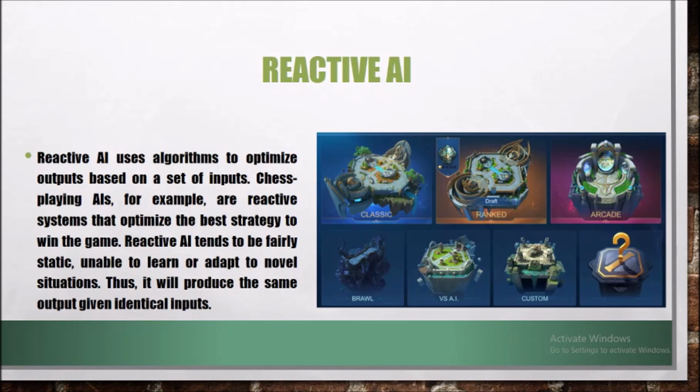Okay? So, kaning ingani nga mga types sa mga sceneries, these are called reactive AI, wherein it uses algorithms to optimize outputs based on a set of inputs. Chess-playing AIs, for example, are reactive systems that optimize the best strategy to win the game. Bitaw mo nga, kuyawa, kana lang yun, sayon gani kay computer ato ang kontra. So, maingon ka ingon ana, pasabot na AI imong kontra. Reactive AI tends to be fairly static and unable to learn or adapt to novel situations. Thus, it will produce the same output given identical inputs.